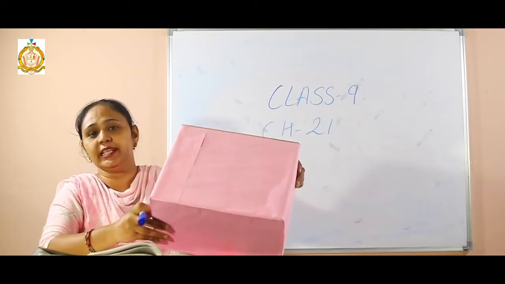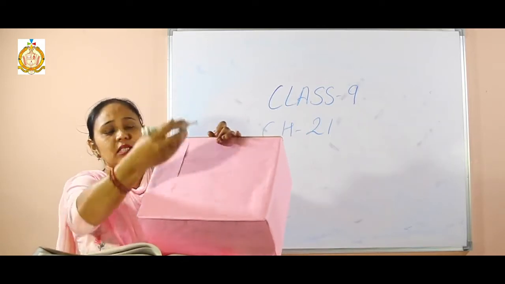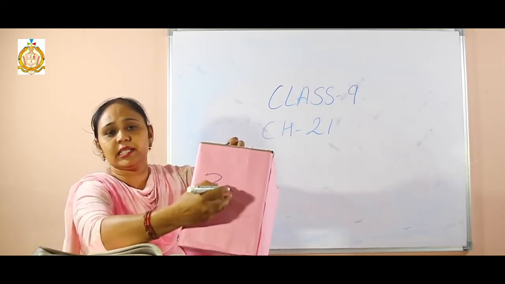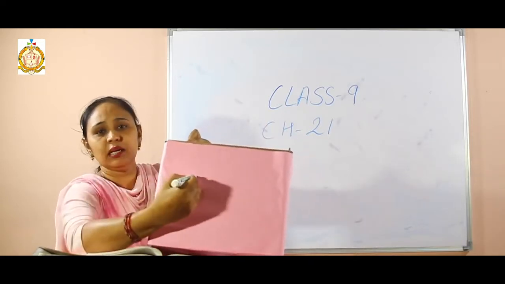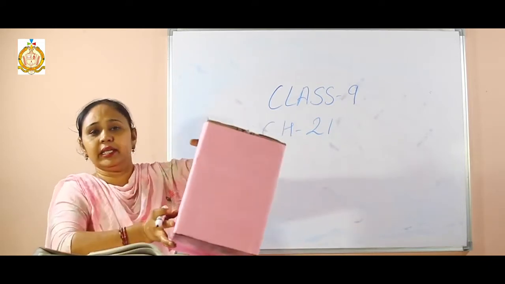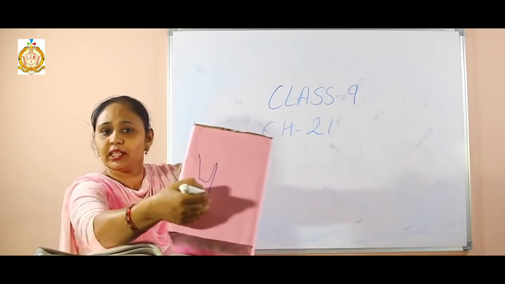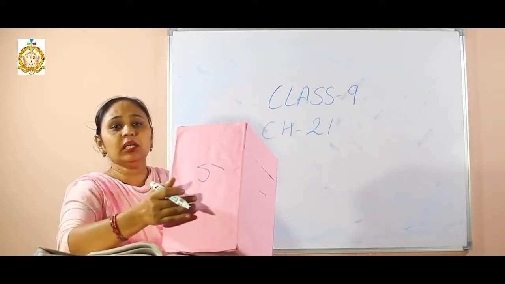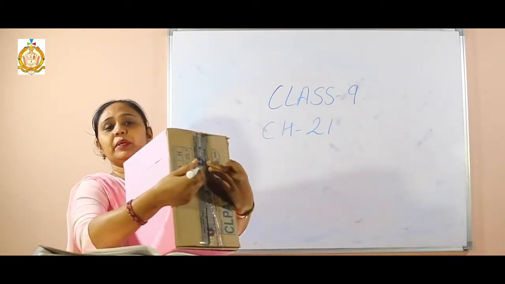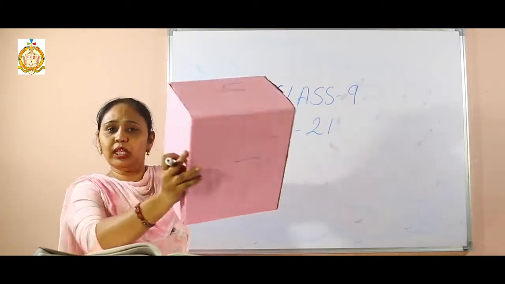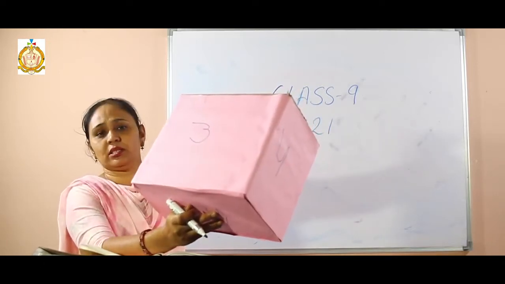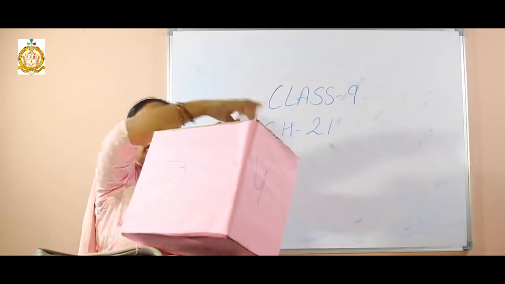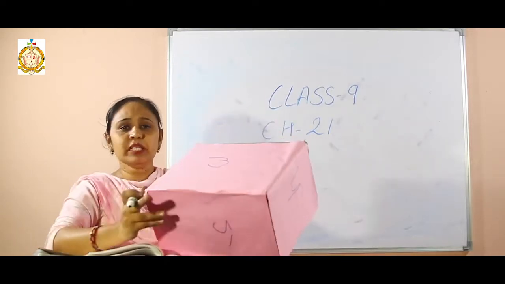See how many sides it has. If I count, this is the first side. Then there is the second side. Then next there is the third side. Then next there is the fourth side. Then this is the fifth one and another side will be the sixth one. That means, as we learned in the lower classes, there are 6 faces. I count them 1, 2, 3, 4, 5 and 6.